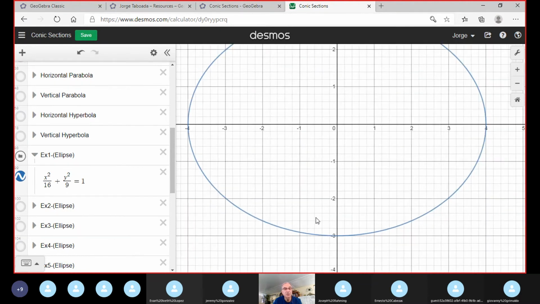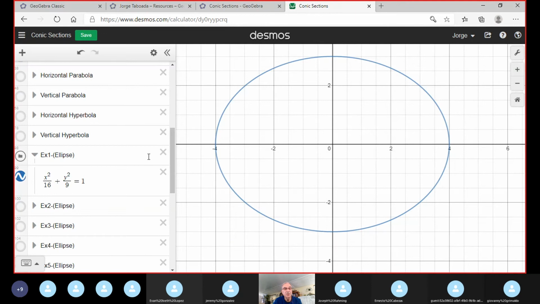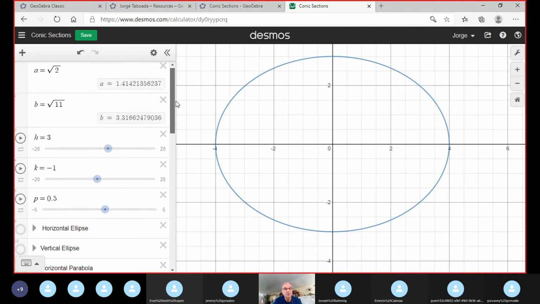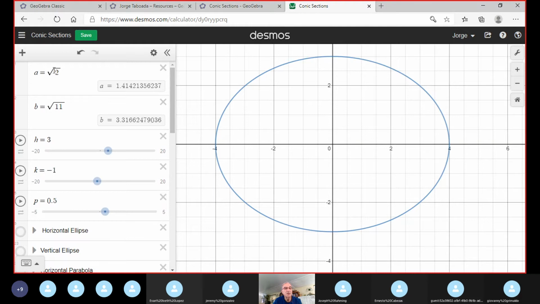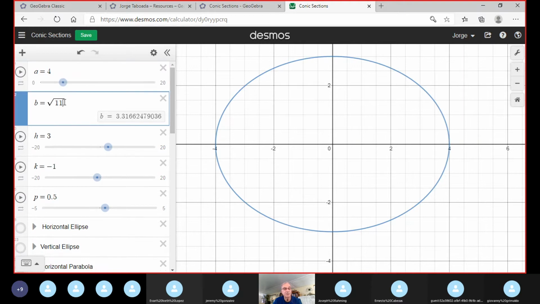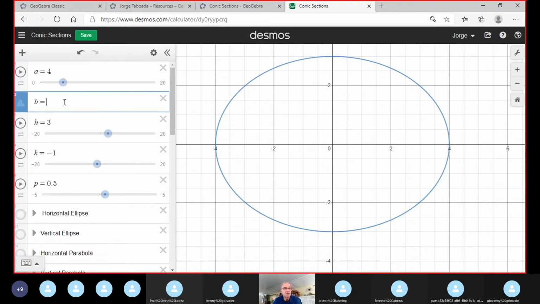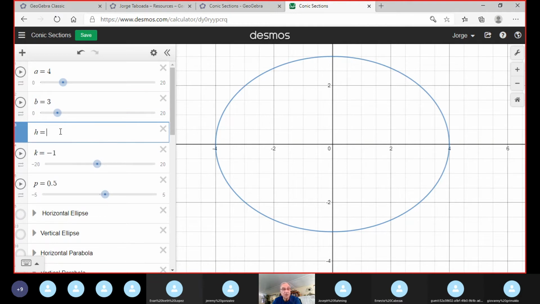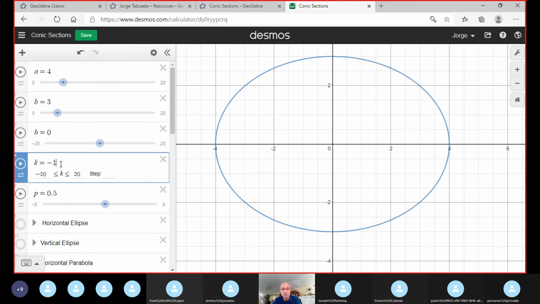Okay, and what about the typical point? Well, a typical point I discovered, this allows the student, for example, A is 4, no? B is 3. H and K are 0. And no translation. 0, 0. And what about P?